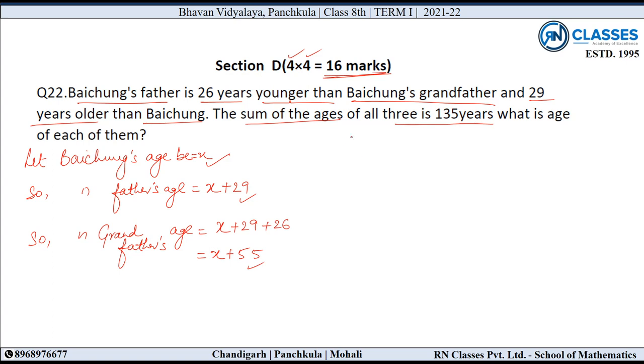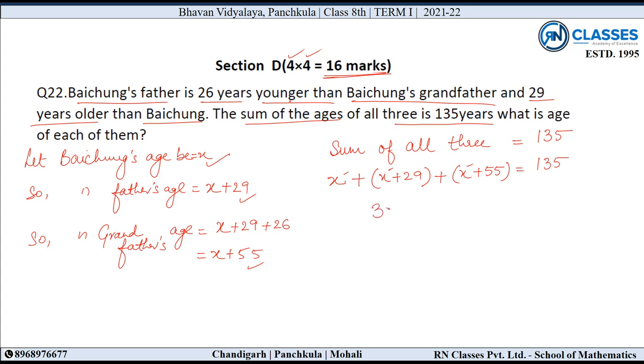The sum of all three is equal to 135. Now let's add them: X plus X plus 29 plus X plus 55 equals 135. So X plus X plus X is 3X, plus 29 plus 55 is 84, and it comes out to be 135. So 3X is equal to 135 minus 84, which is 51. You can do it directly, keep it in one place. X is equal to 51 by 3, which is 17. So X is equal to 17.